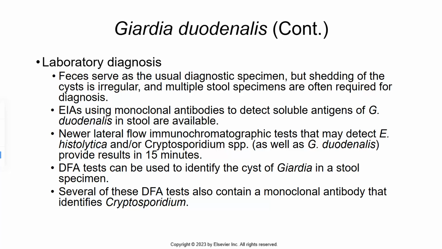EIAs using monoclonal antibodies to detect soluble antigens are available. There are new lateral flow immunochromatographic tests available. DFAs, direct fluorescent antibody tests, can also be used to identify the cysts of Giardia in the specimen. Several of these DFAs also contain a monoclonal antibody that identifies Cryptosporidium. There are also new molecular tests available. They're multiplexed PCR tests that can detect many different types of common intestinal pathogens, not only parasites, but also bacteria that can cause infection in humans.